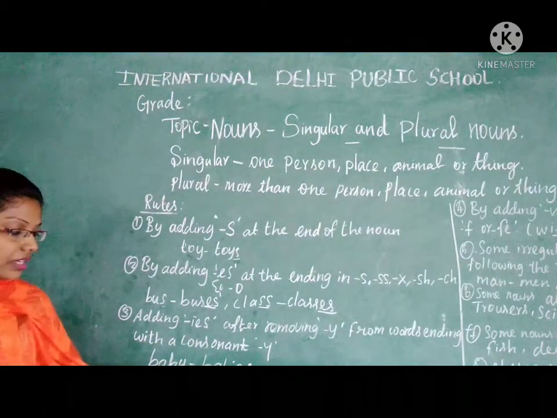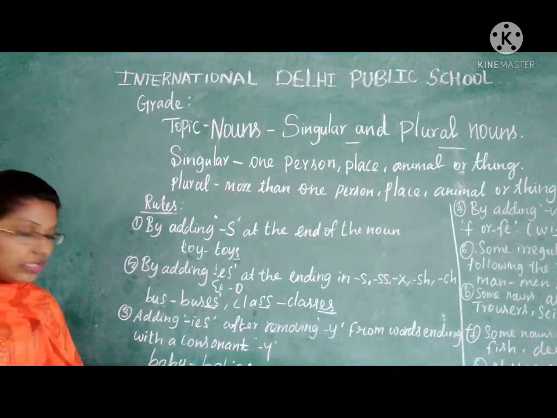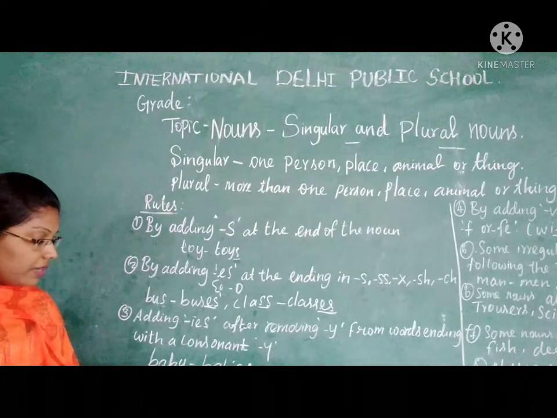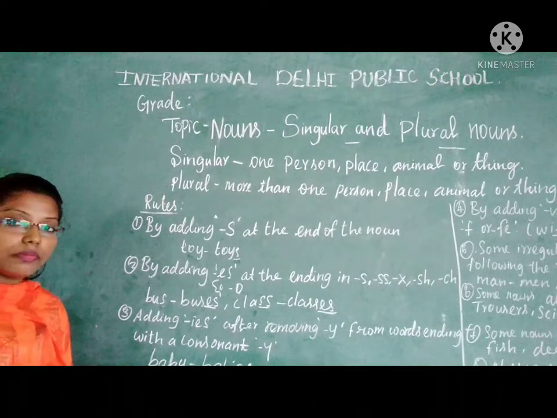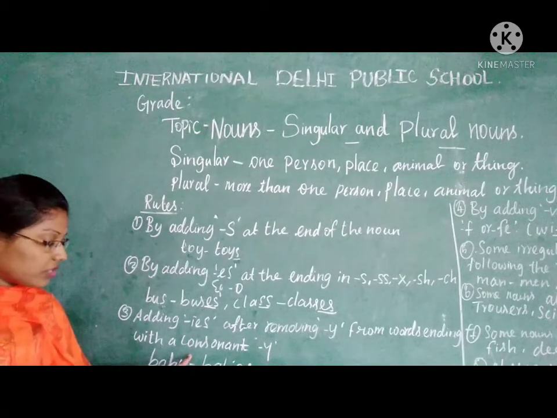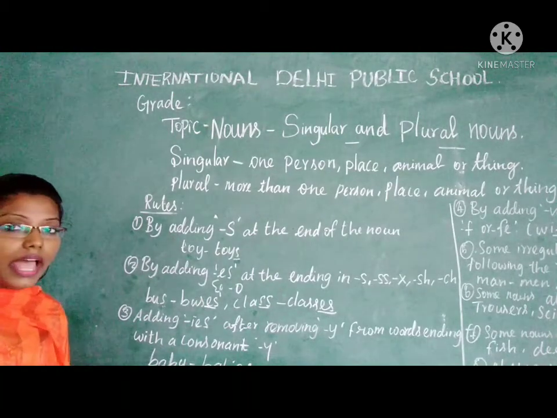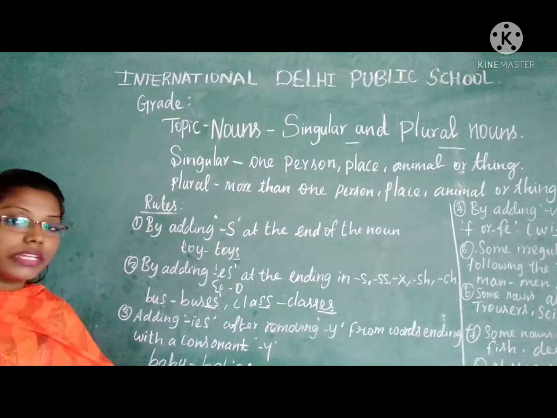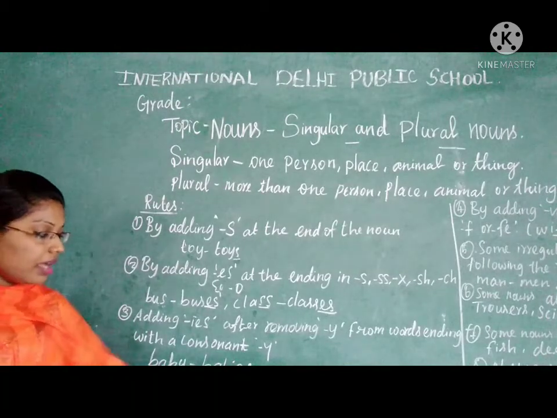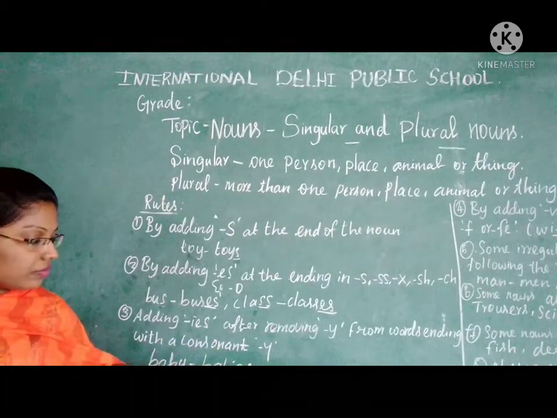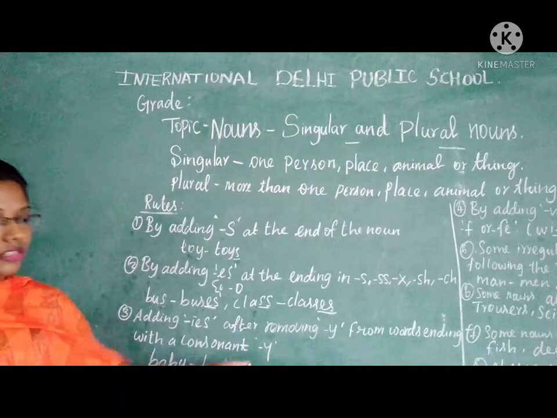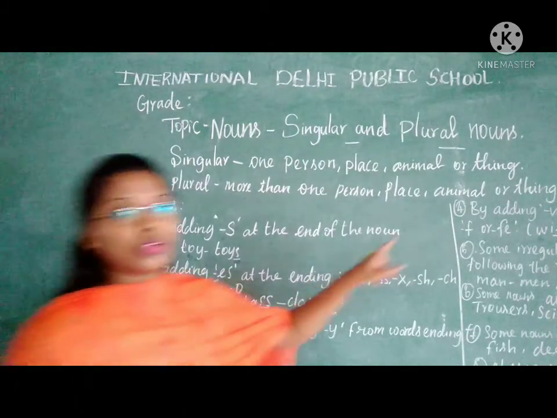Okay, baby. So y is the last letter of baby. Look at the previous letter b, that's a consonant. So we just remove this y and add ies to make it plural. Baby, babies, b-a-b-i-e-s, babies. Let's move to the fourth rule.